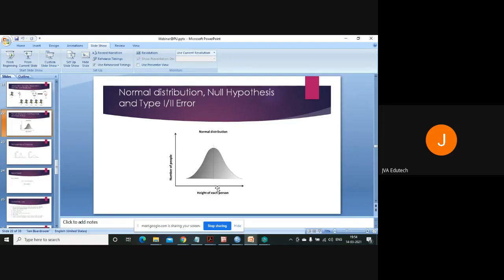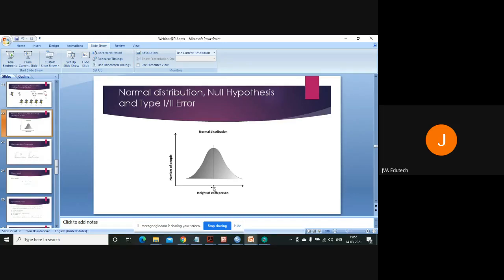Normal distribution is the first assumption. Let's say we have taken the height of each person in a population, plotted it on the x-axis, and then the number of people. If we see this normal distribution curve, it tells us that we have very few small people, many average-sized people, and very few tall people. This is normally distributed because people are either short, of average height, or tall.